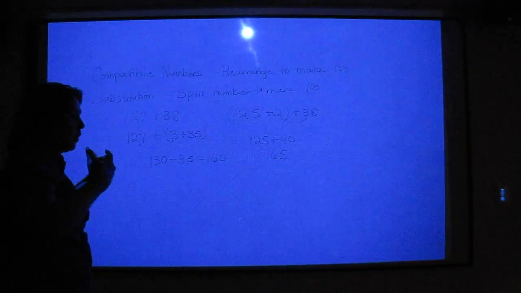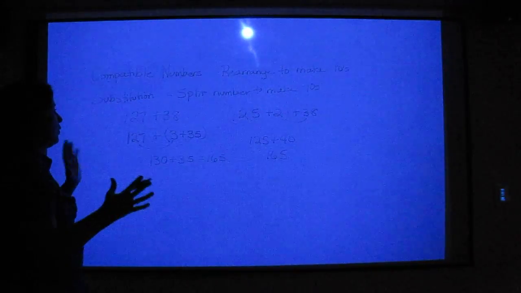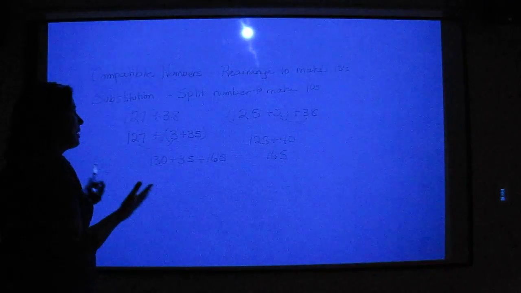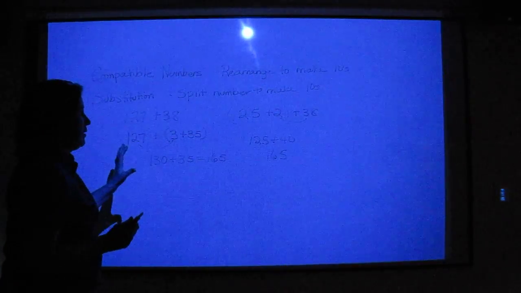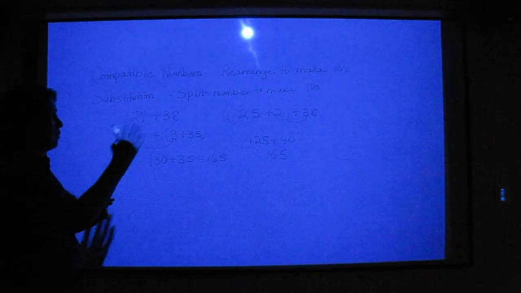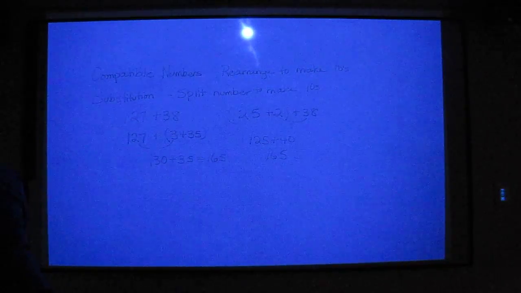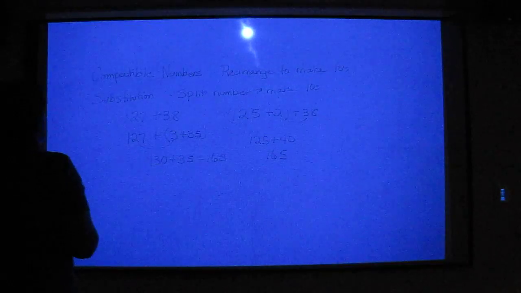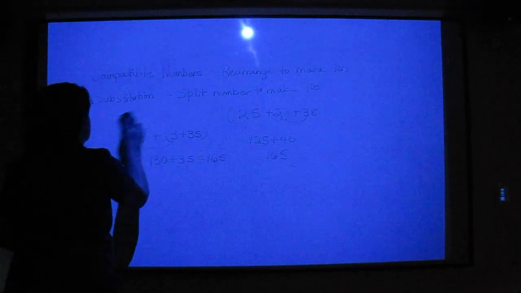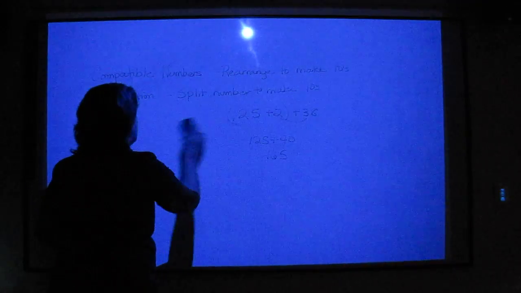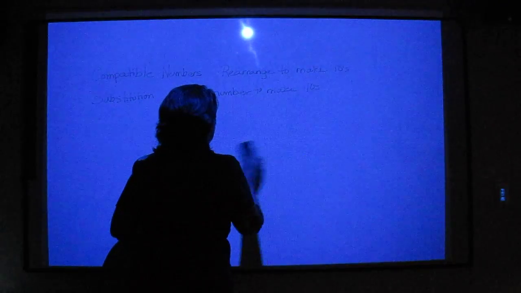So there's no one right way to do it. The goal is to split it up whatever way makes sense to you in order to get combinations that will make tens. Okay, so there's our second method of doing mental addition for the most part, or addition and subtraction.